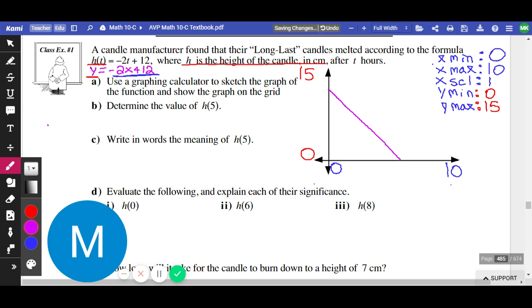I get that purple line I just drew. What that purple line represents is the height of my candle after T hours burning. This would be the starting height, right? At 0 hours. And then as time goes on, it's burning, the candle gets lower and lower. This graph makes sense. And then eventually, the height hits 0.